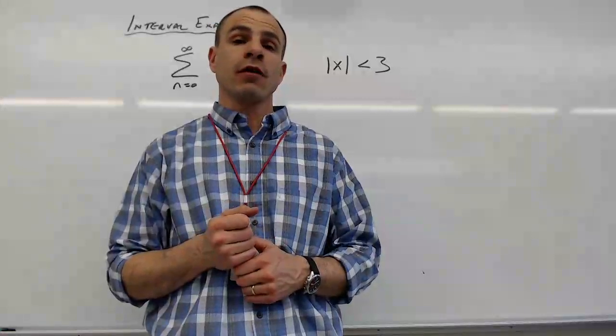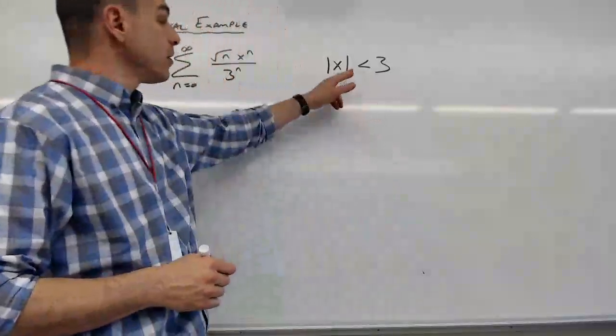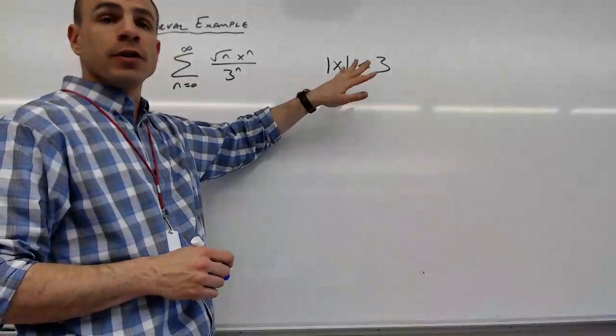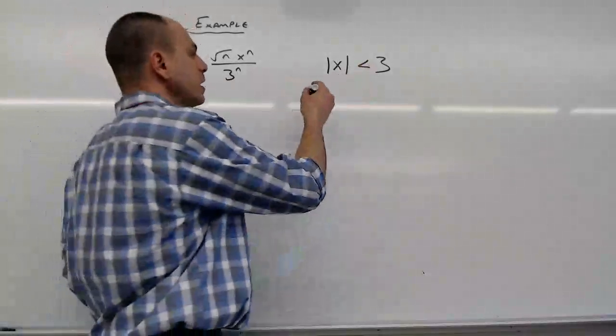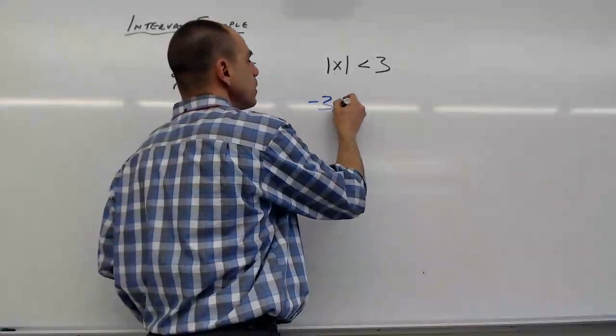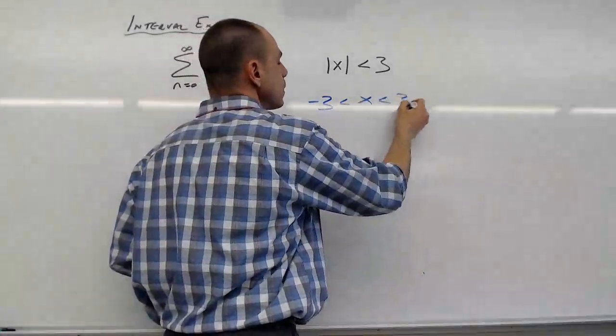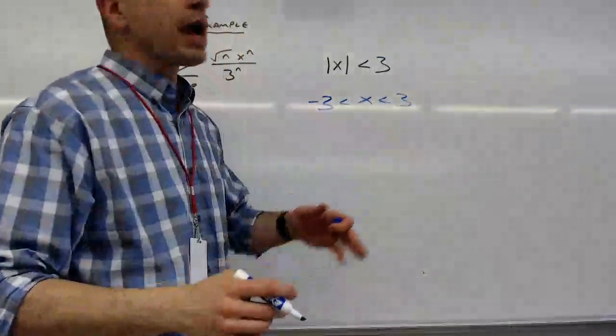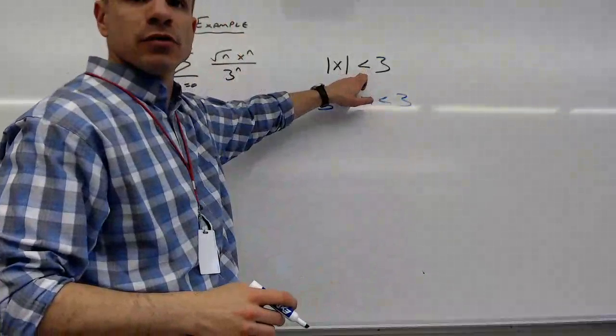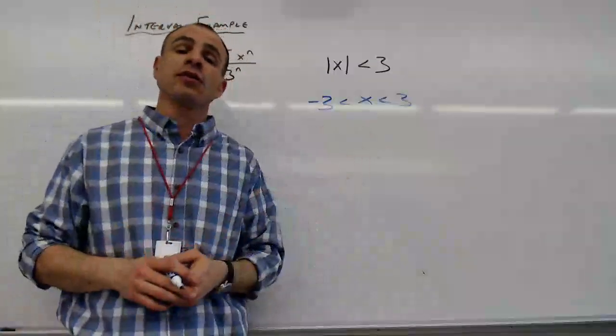Picking up where we left off, we know that our radius of convergence is 3. So if we turn this into an interval, we make it into a compound inequality, we can see that x is between -3 and 3. Now we know that the ratio test works when the result is less than 1.